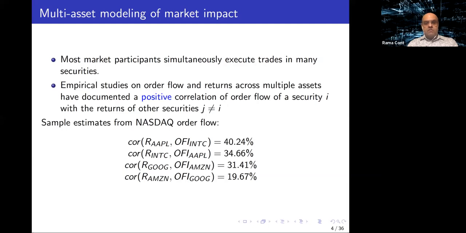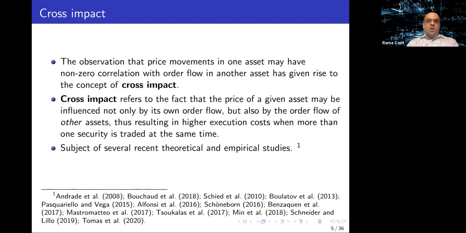Can you extract information from this? Well, this observation that price movements in one asset may have non-zero correlation, and they actually do have non-zero correlation, with order flow in other assets has given rise to a concept that people call cross-impact. Okay, so cross-impact simply refers to the observation that trades in one asset correlate with price moves in another asset.